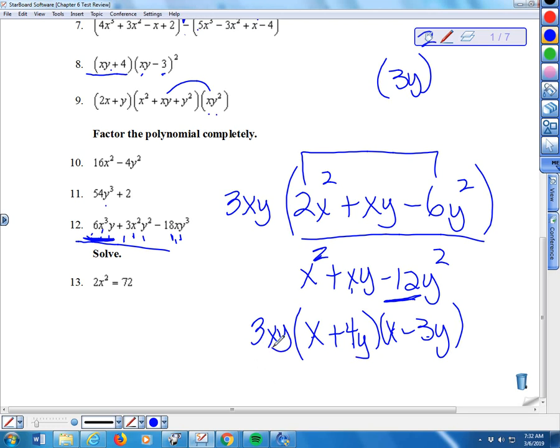So what we learn with quadratics will work when you've got something a little more complicated like this one. But make sure when you get down to this point that you try and factor it before you just stop.